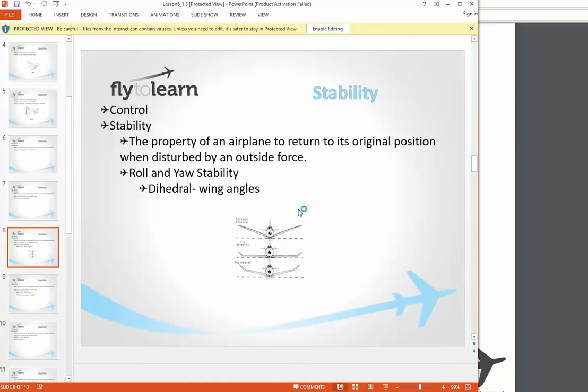When your nose turns, either left or right, it's called adverse yaw. How do you counteract yaw, though? Anyone remember? Yaw being when your nose goes side to side.